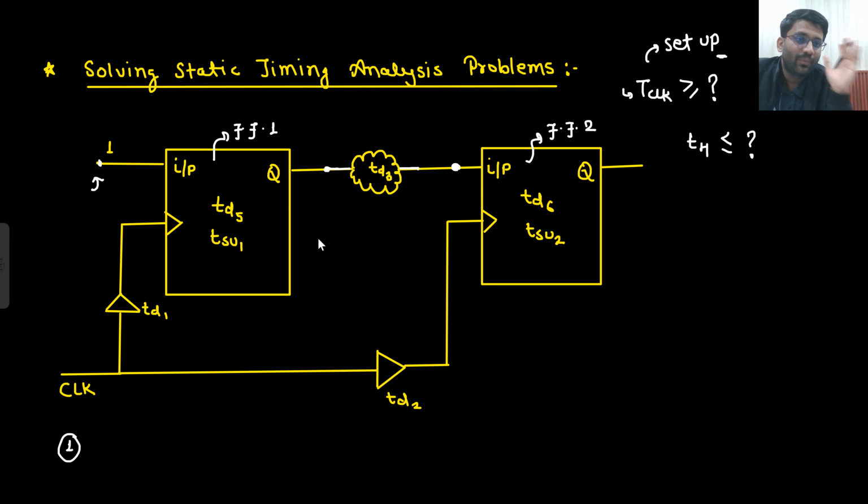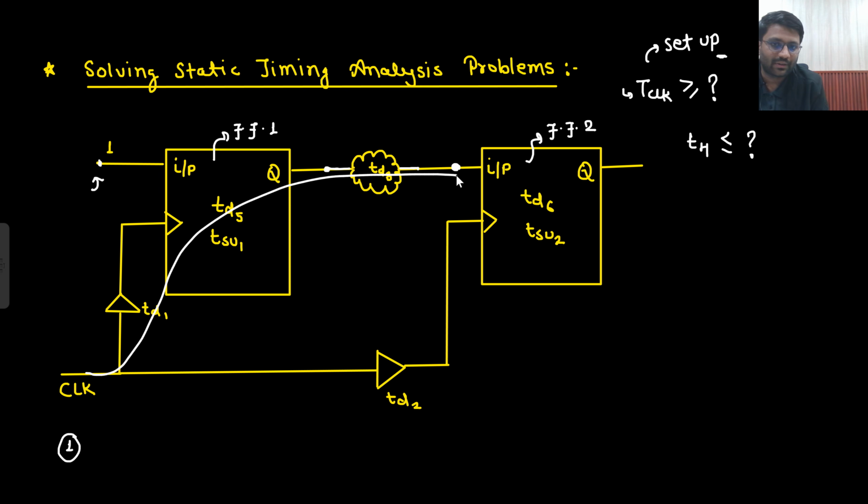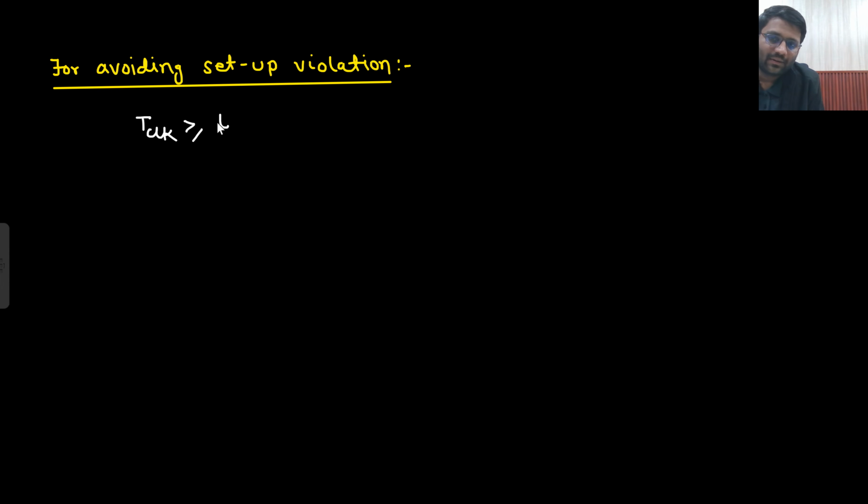That you can study in the comprehensive course by the timing diagrams. But here I need to just give the problem solving approach, how you need to start. You need to see that this input is not fixed, so I need to care about this input. From where it is coming, this is how it is coming. So TD1 plus TD5 plus TD3.